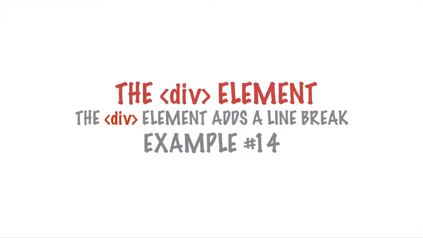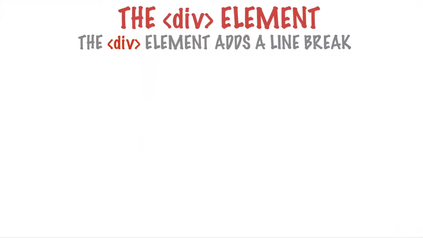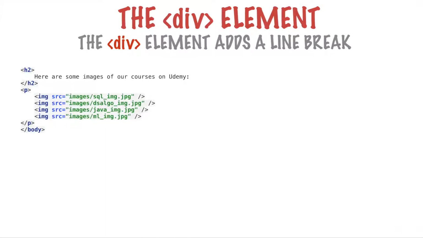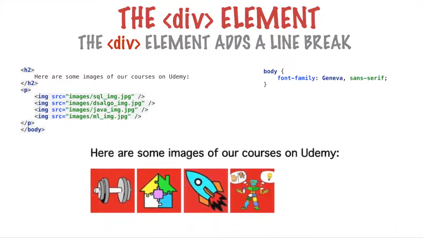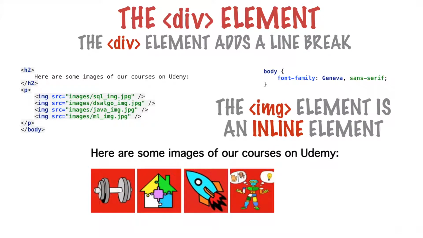To drive home the importance of this point, let's do a little example and reassure ourselves that the div element really does add a line break into the HTML. Let's go back to the very first snippet of HTML code that we had written in our first example. Here we had 4 image tags, one after the other, representing the images for 4 of our classes on Udemy. And these 4 images showed up in a horizontal row. The image tag is an inline tag. It does not insert a line break when it appears in HTML.